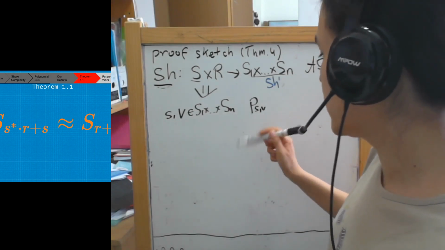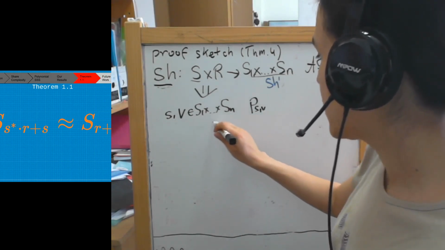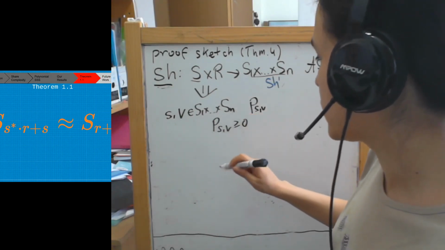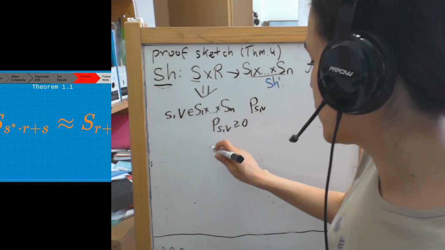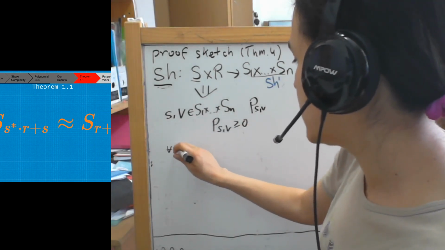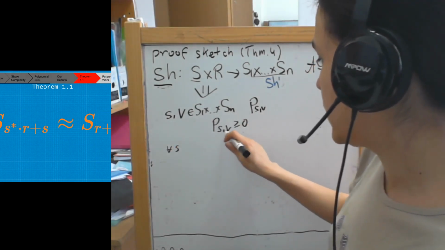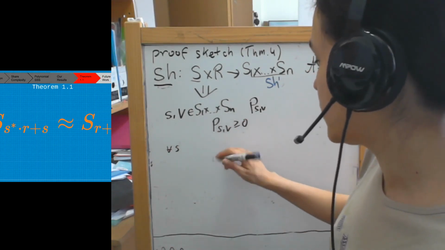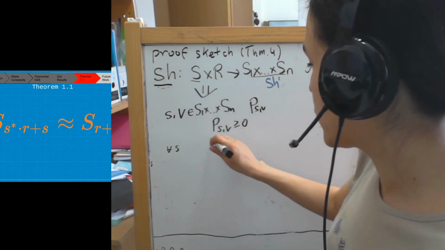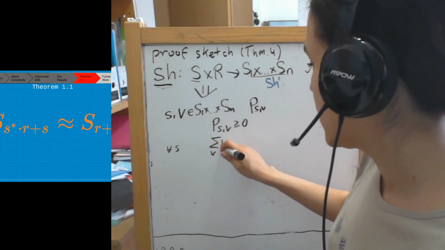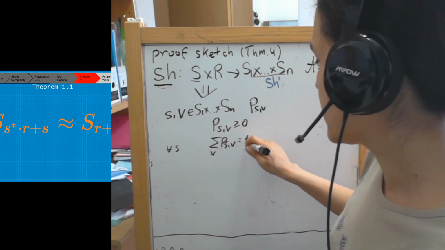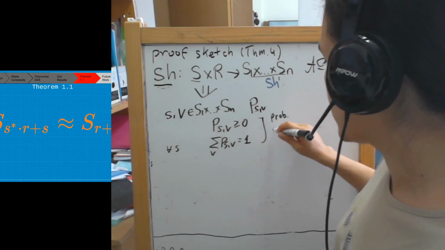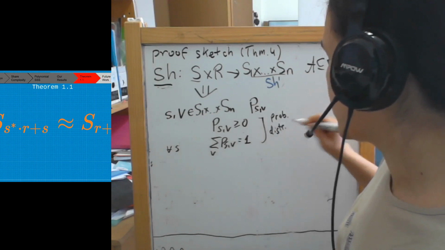So what would we require from these probabilities? For once, we want the P_S,V to be non-negative because these are probabilities. And also, we want that for every secret S, the vector P_S over the various V's is a probability distribution. So it would require that the sum over all V's of P_S,V is exactly 1. So we have this constraint that we have valid probability distributions.